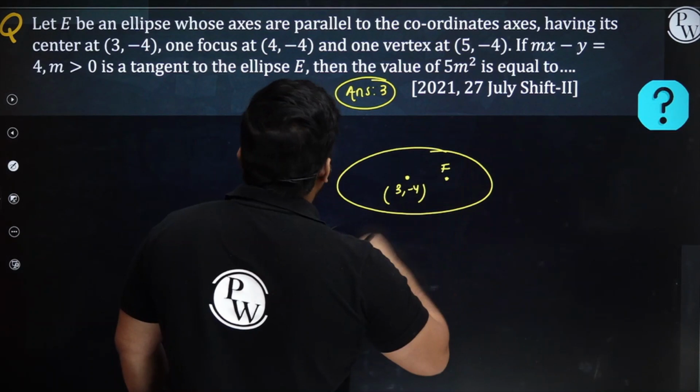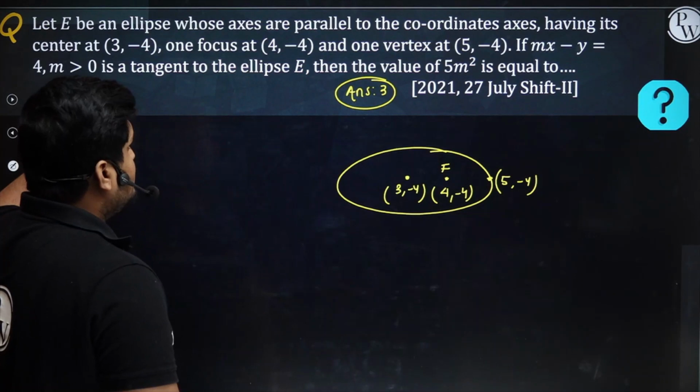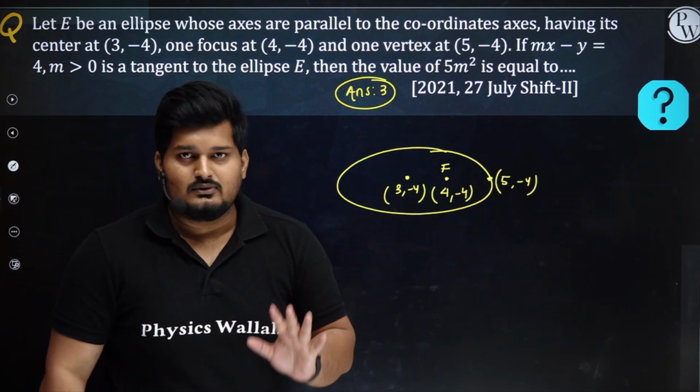And vertex at 5, minus 4. This is vertex 5, minus 4. So mx minus y equal to 4 is the tangent to the ellipse E. Value of 5m square is equal to, right?